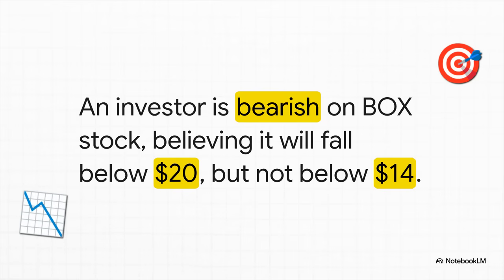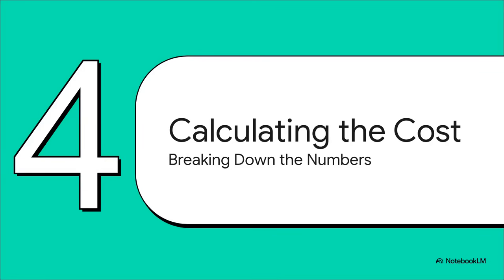That's just trader speak for saying they expect the price to fall. More specifically, they think it's going to drop below $20, but they probably don't see it completely collapsing much further than, say, $14. This very specific view is absolutely perfect for a spread strategy. Now, to pull this off, the investor actually makes two trades at the exact same time.